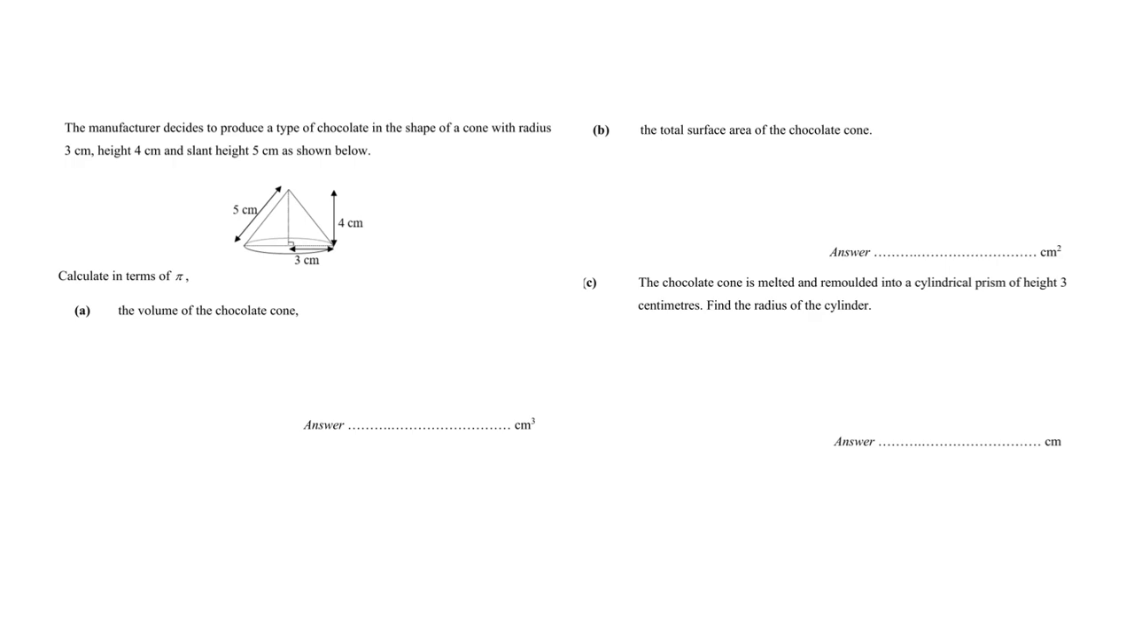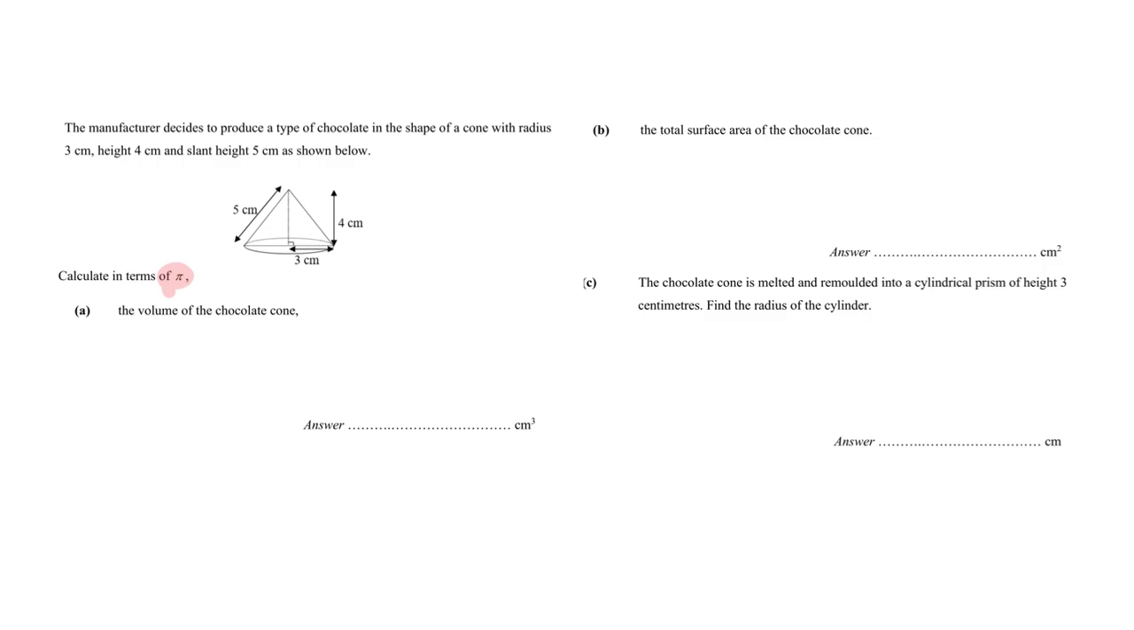Hello everyone. For this problem, we are given a prototype of a chocolate in the shape of a cone as shown. The key point here is that we must leave everything in terms of pi. So when we calculate, we do not key in the pi in the calculator. All right.